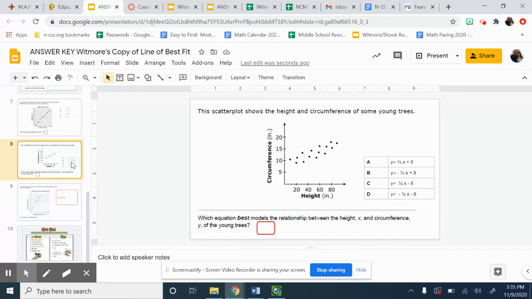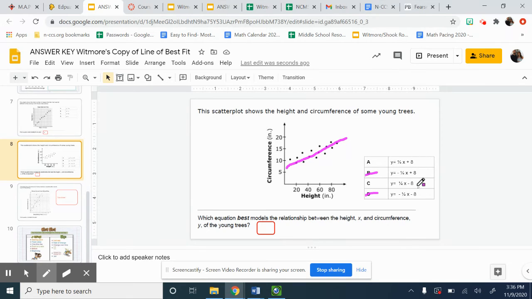So on this problem, it says the scatter plot shows the height and circumference of some young trees. Which equation best models the relationship between the height and circumference of the young trees? Again, use everything that you know first. So I know that this scatter plot has a positive slope. So I can automatically mark out B and D because they had negative slopes. So now I'm looking at A or I'm looking at C.